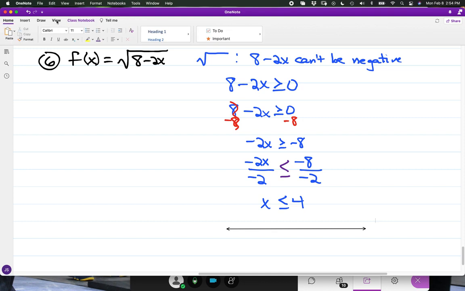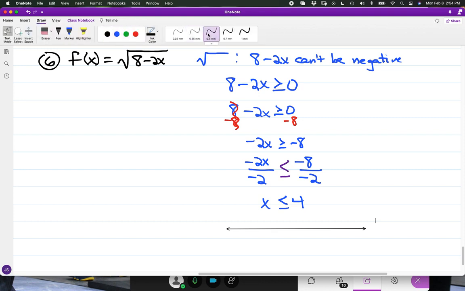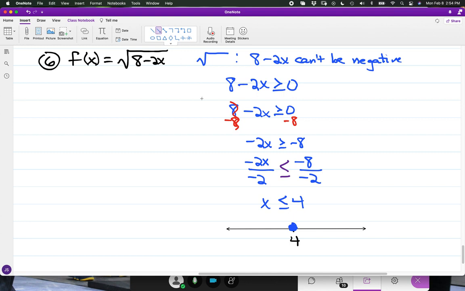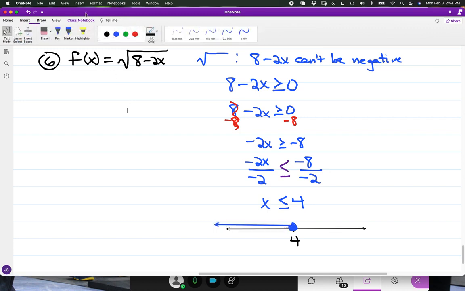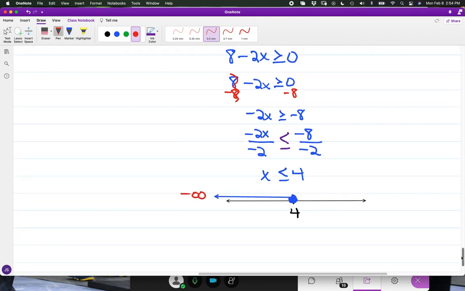So you have just one value to work with. You have 4. Again, just like the 7 earlier, 4 is included, so you have a solid point. However, everything else is going to be less than, so we're going to go in the other direction. We're going to the left, and we have the values decreasing, down to the depths where we're approaching negative infinity. So we have the domain for this item.